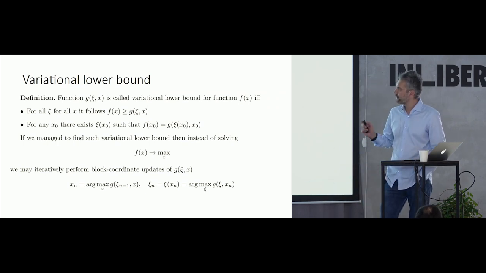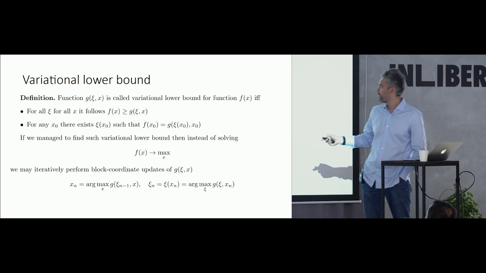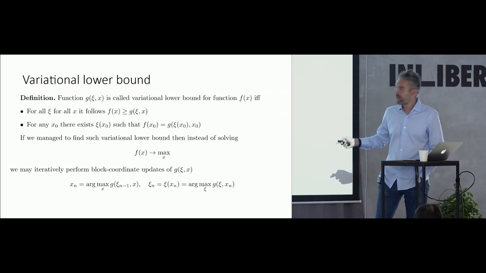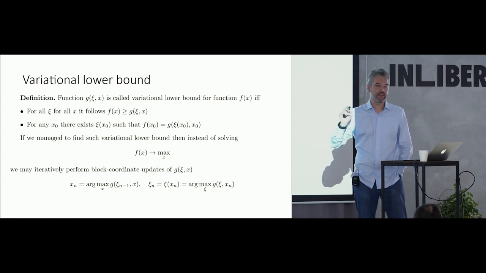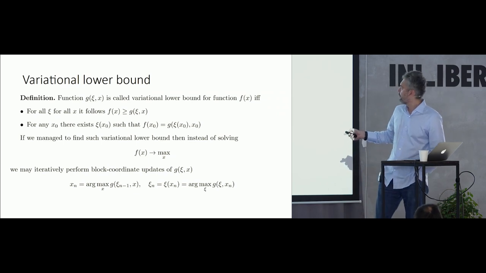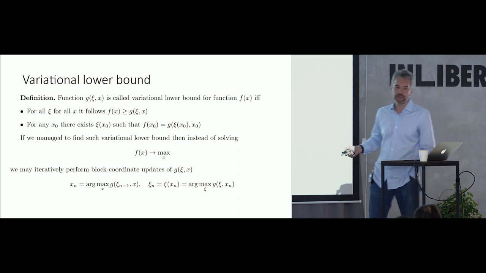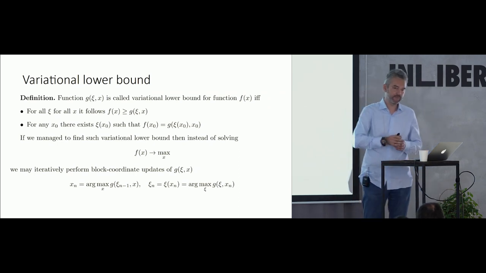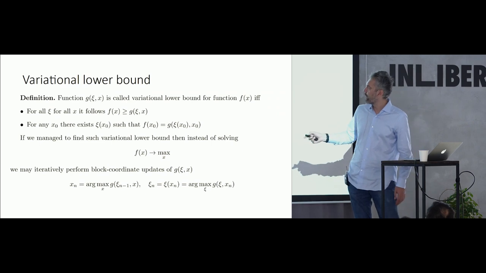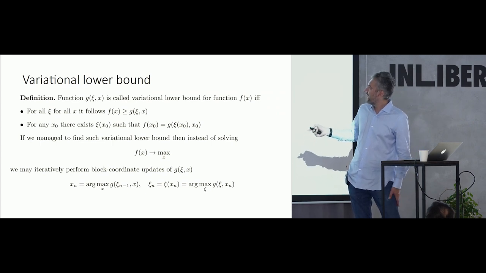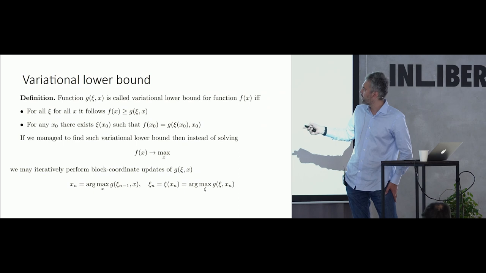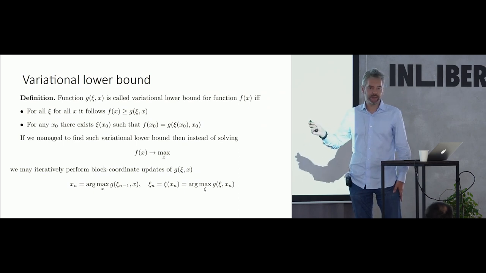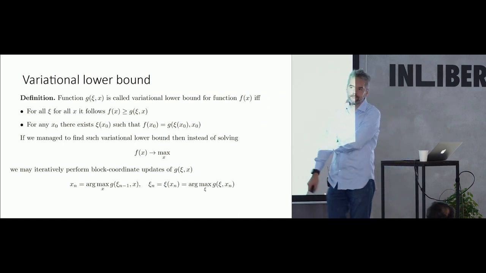And the second property is also quite important. For any choice of x naught, there always exists such a value of psi, which I denote here as psi of x naught, that the lower bound becomes tight. So if we compute g of psi of x naught and x naught, it will be exactly f of x naught. So this means that for an arbitrary choice of psi, we have a lower bound, and for each x, there exists such a value of psi that this lower bound becomes tight, and the inequality becomes an equality.